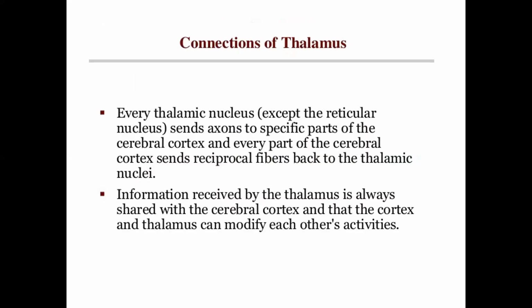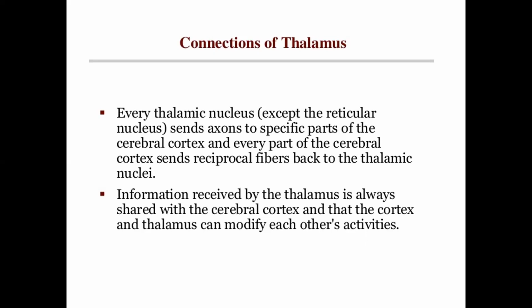Now, you may have a question on this: enumerate the nuclei of the thalamus. So you should write the neuroanatomical classification, that is anterior, medial, and lateral. In that anterior, medial, lateral, what are the different groups of thalamic nuclei present, with a diagram. Now, what are the connections present between the nuclei of the thalamus and other parts of the brain?